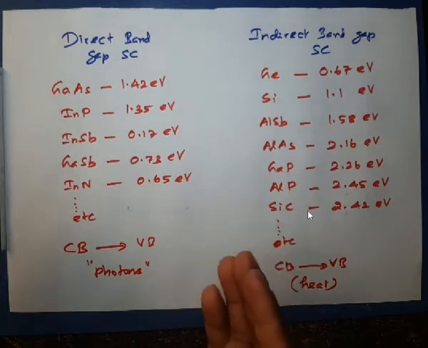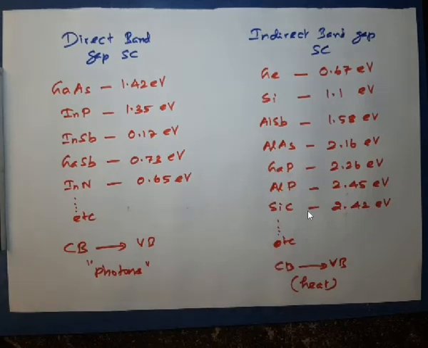I stop here. We'll continue this lecture in the next class, and I'll introduce the carriers available in the conduction band and valence band, and how the concentration of carriers changes as the temperature changes. We'll also discuss conductivity and other things in the next lecture. I stop here. Thank you.